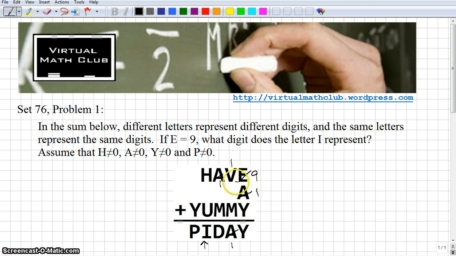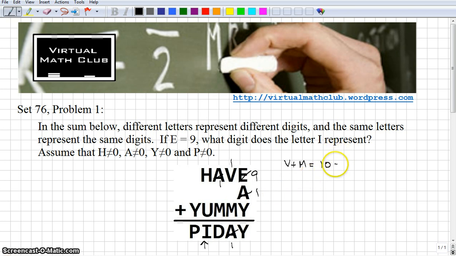If you notice here, V plus M plus 1, which is the carry, gives us something ending in 1. Well, what does that tell us about V and M? That tells us that V plus M has to be 10, because they have to be different digits, so they both can't be 0. So they have to be something ending in 0, and the only possibility is 10.